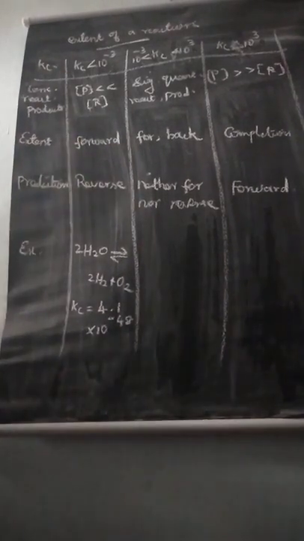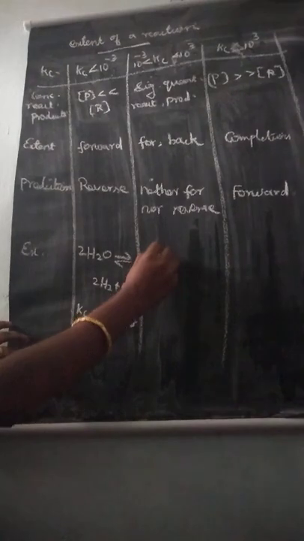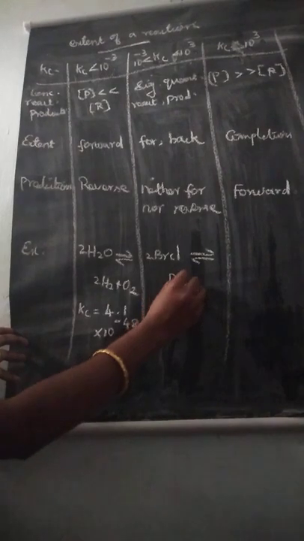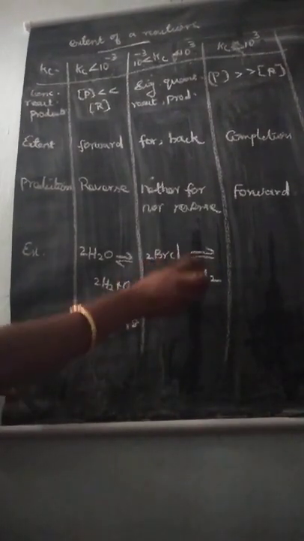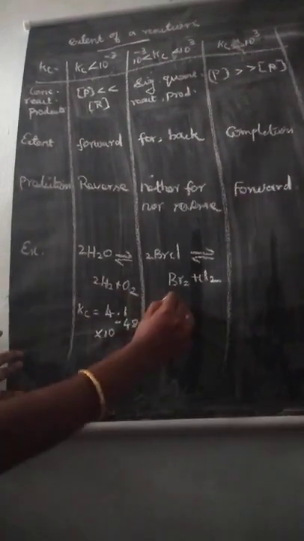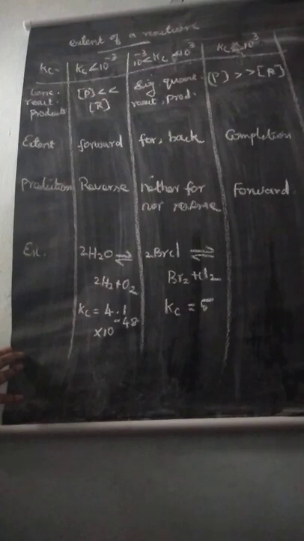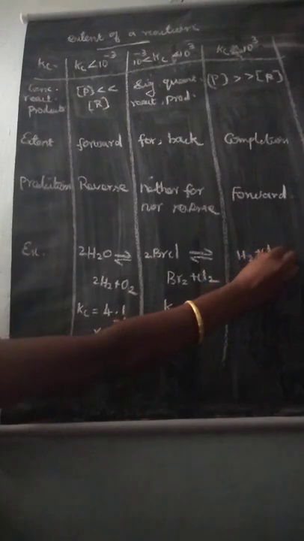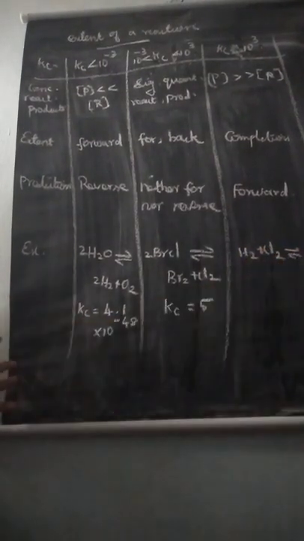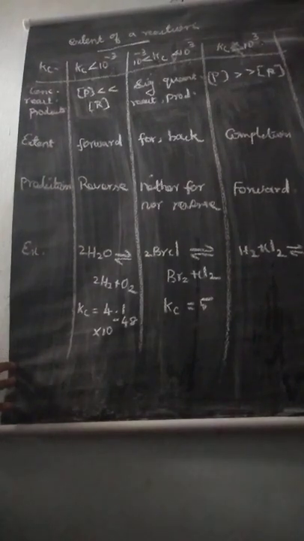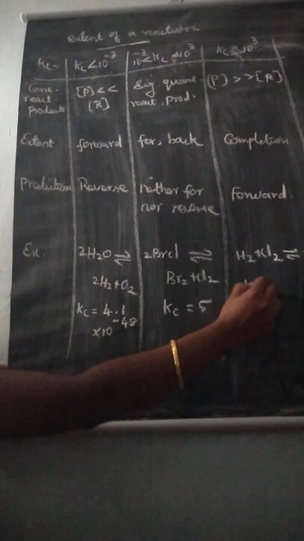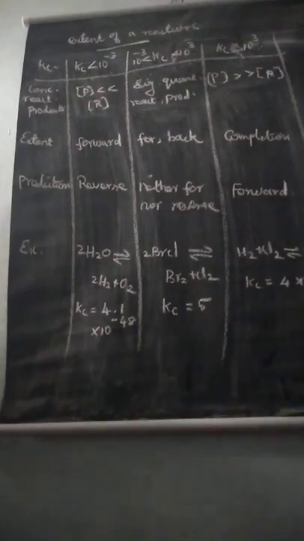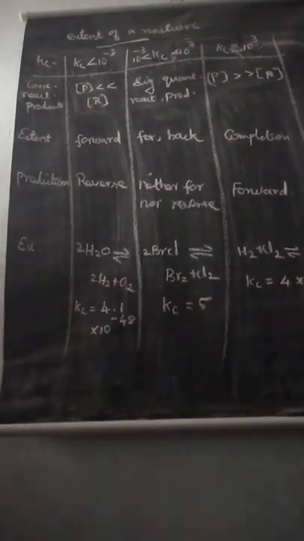Understand? Then the second example, bromine chloride. This dissociates to form bromine and chlorine. In this example, the Kc value is 5. Then the last example, hydrogen plus chlorine gives hydrogen chloride. Here the Kc value is 4 into 10 power 31. So this is how we predict the extent of a reaction.